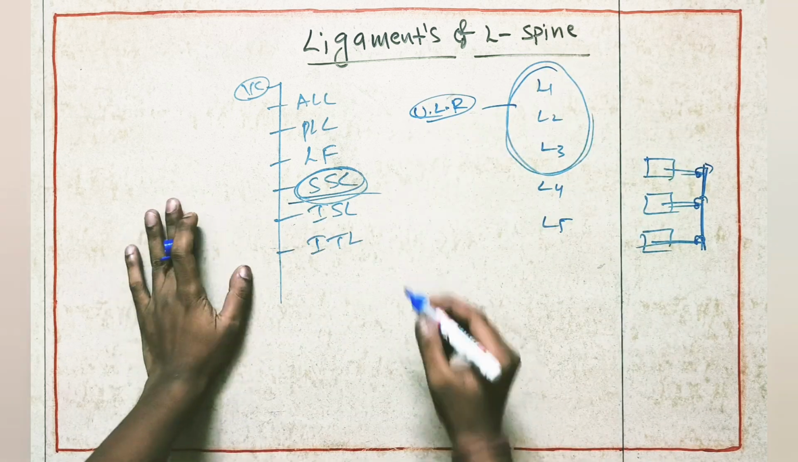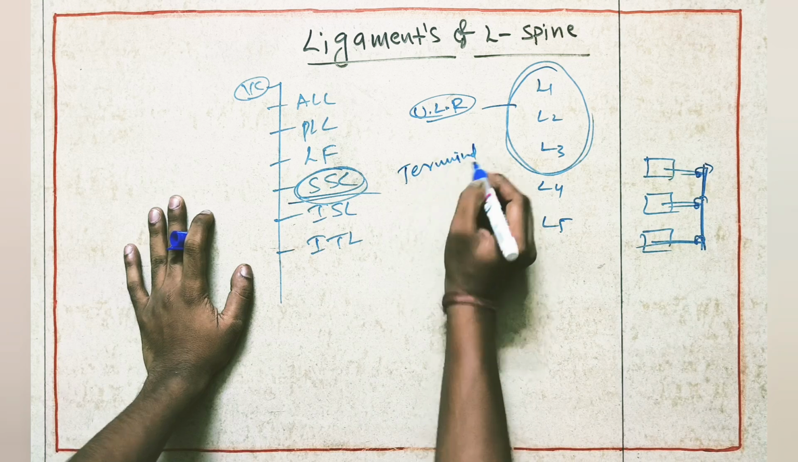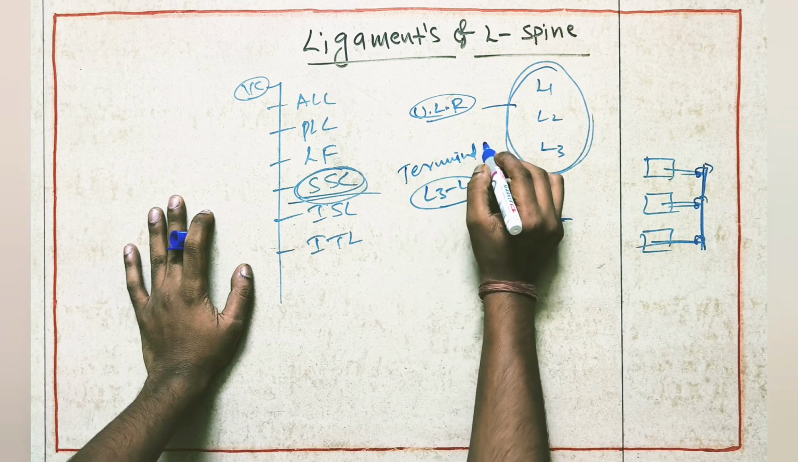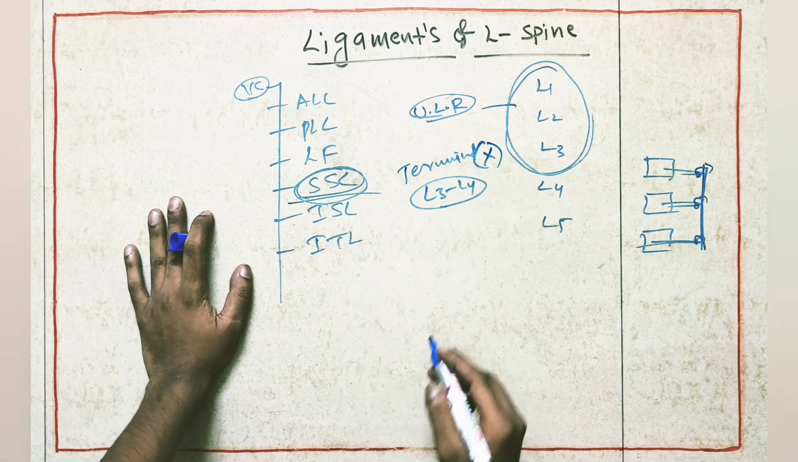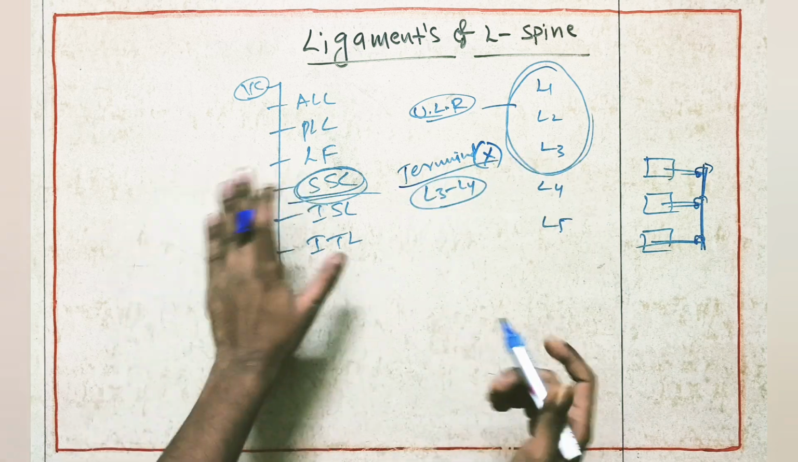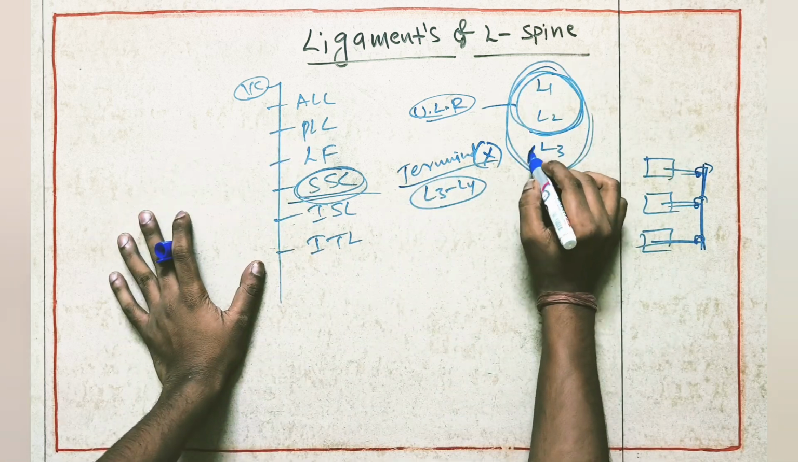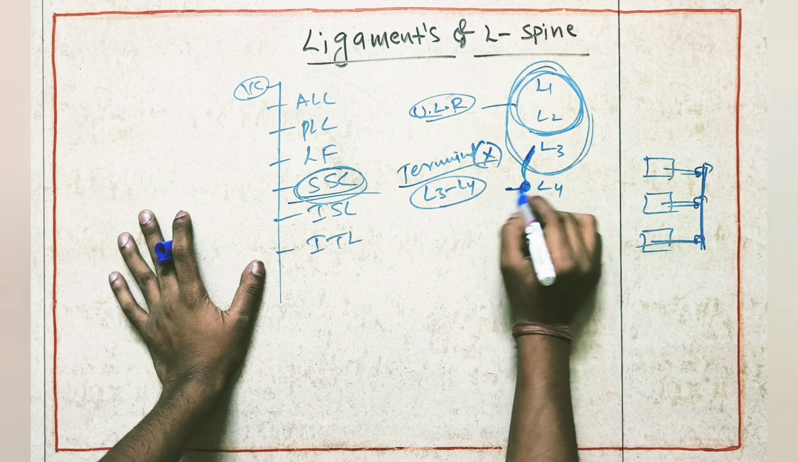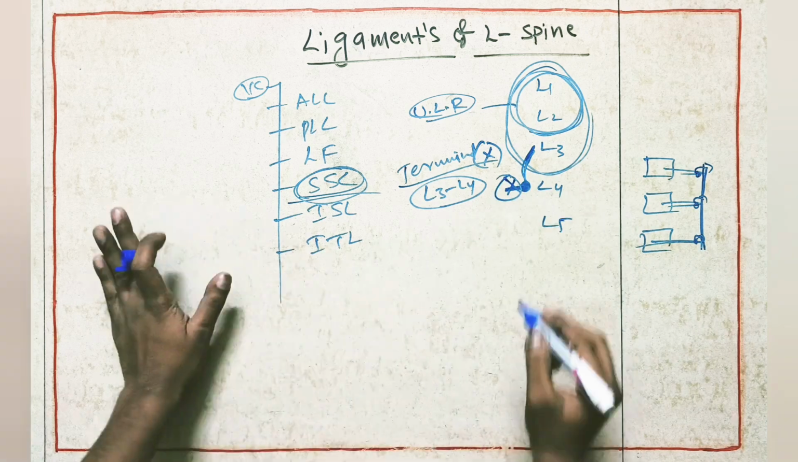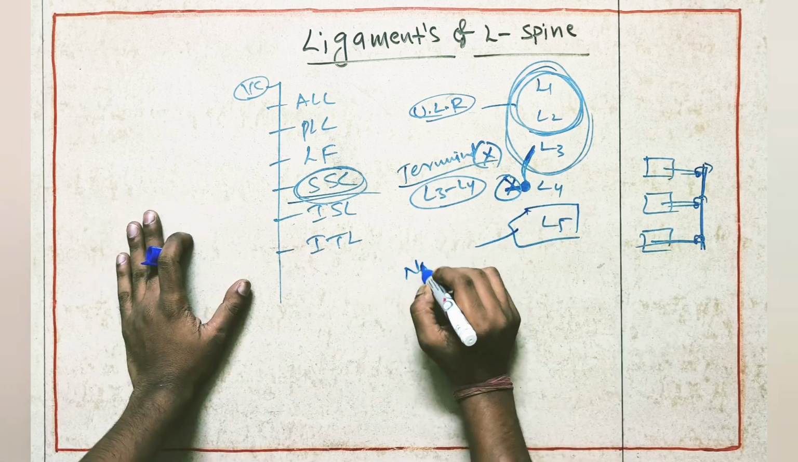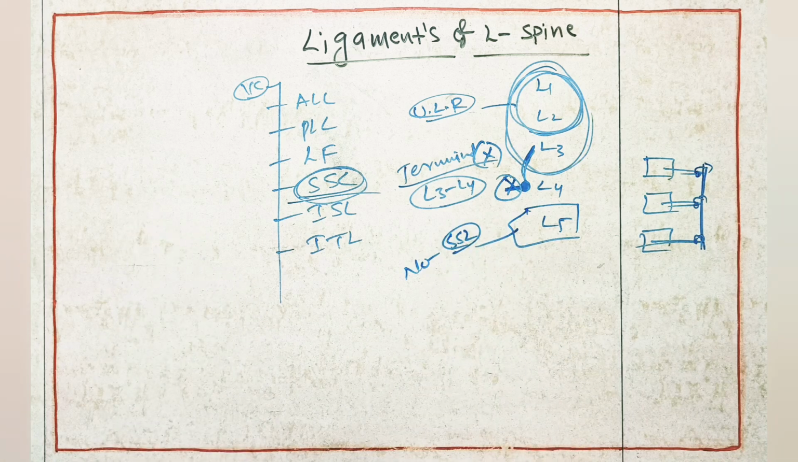And it is going to terminate at L3, L4. Terminate means from L3, L4 this ligament will be absent. So mostly it is very strong at the upper lumbar region, well developed there, and it terminates over the L3, L4 region, most commonly L4. Here the ligament will stop. If you take the L5 vertebra, there is no supraspinous ligament.